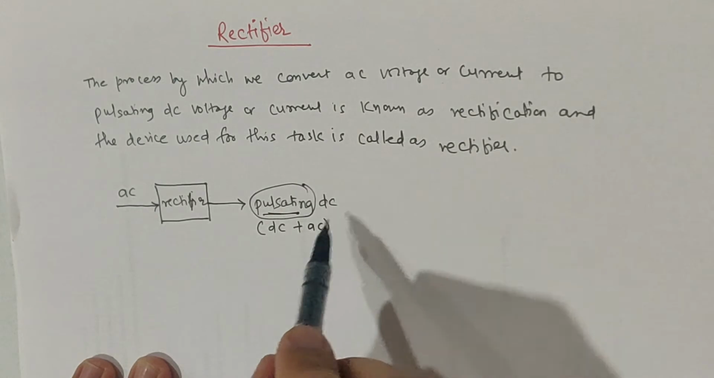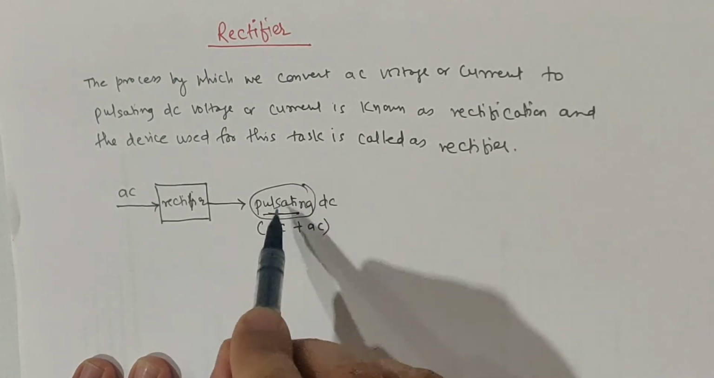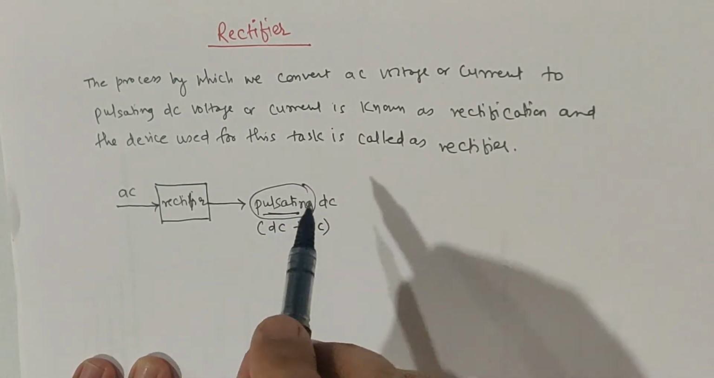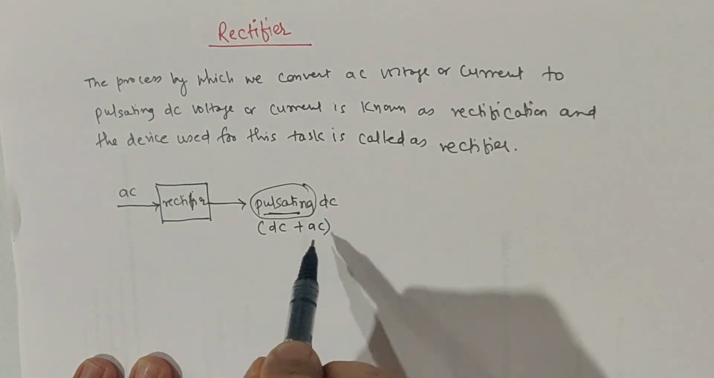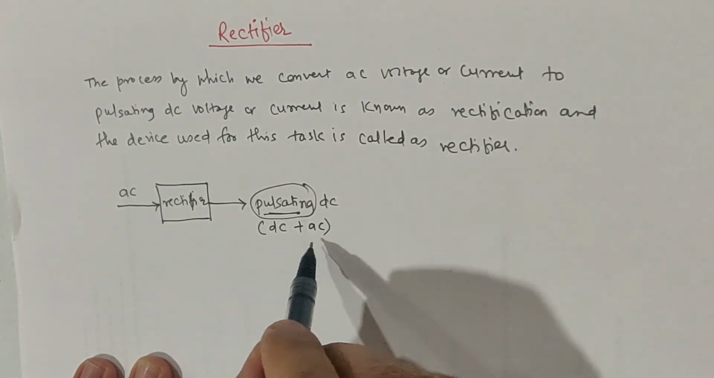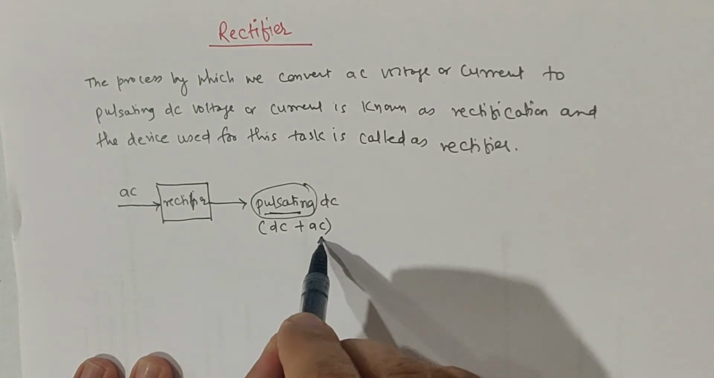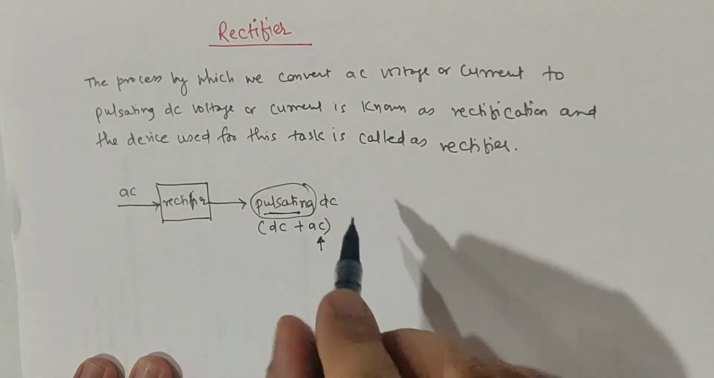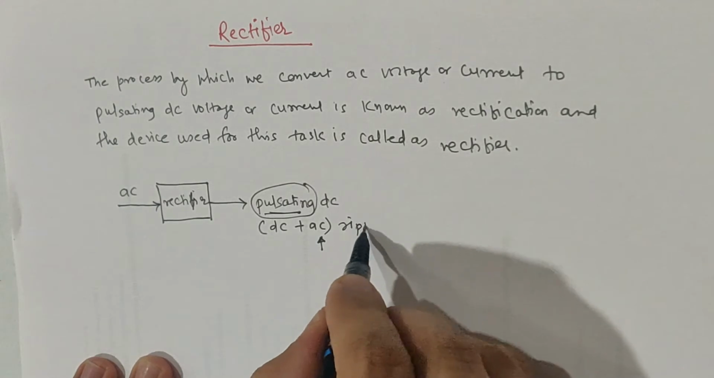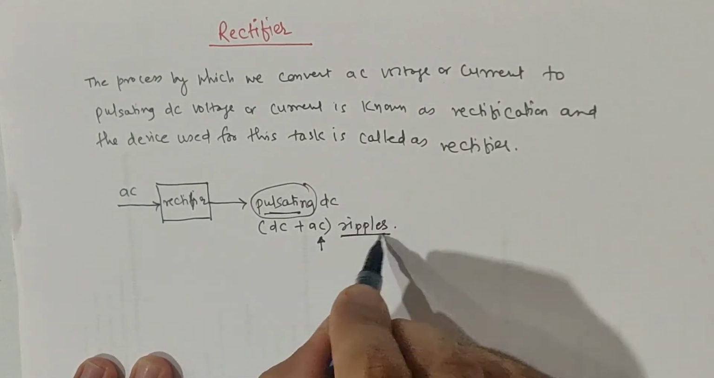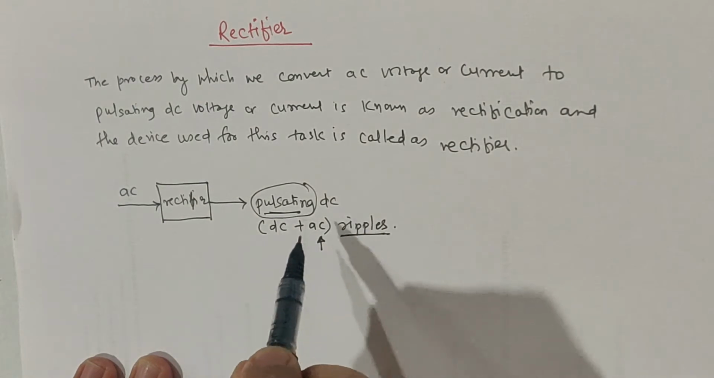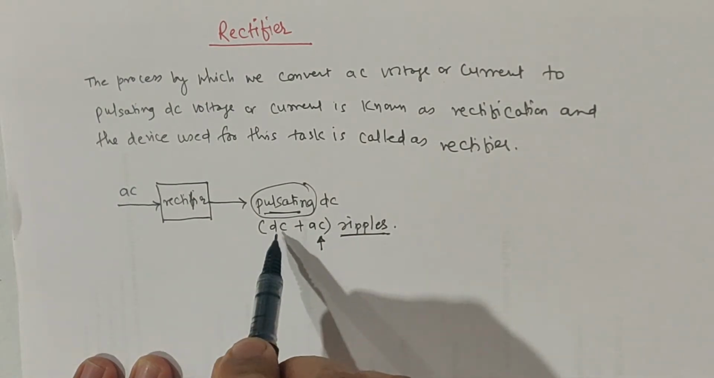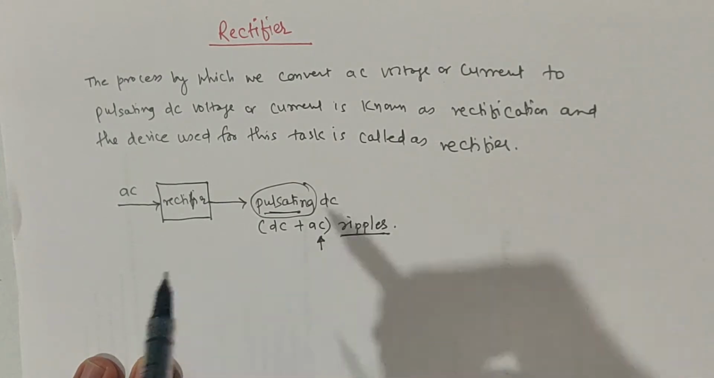The meaning of pulsating is that the DC which you get as output of rectifier will not be pure DC, but it will contain maximum DC but some AC part, and that AC part which is unwanted in this output is called ripples. These are called ripples. So we can say that ripples are nothing but the AC component present in the pulsating DC output, and that needs to be calculated.